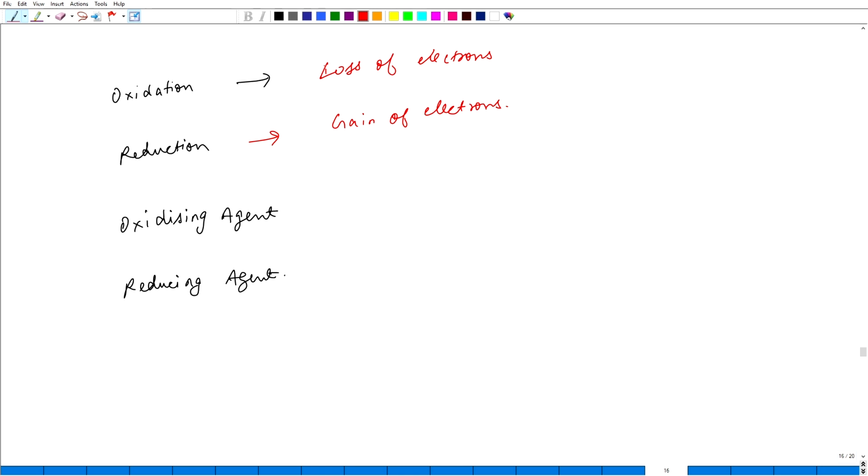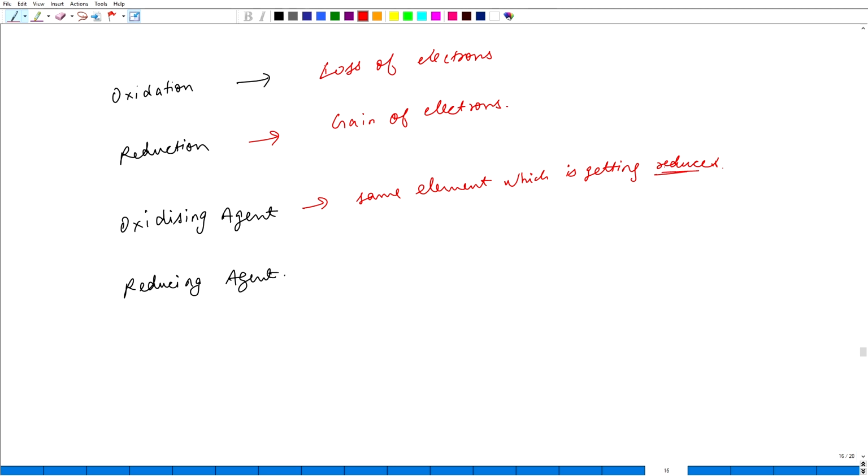Just remember in this sense that whatever element is getting reduced is responsible for the other element getting oxidized. So, the oxidizing agent is the same element which is getting reduced. The element that has been reduced is known as the oxidizing agent.